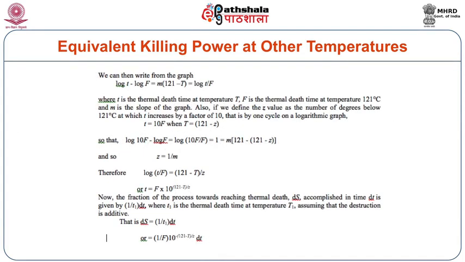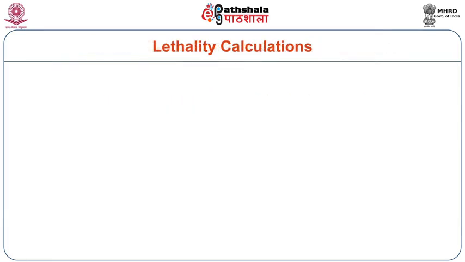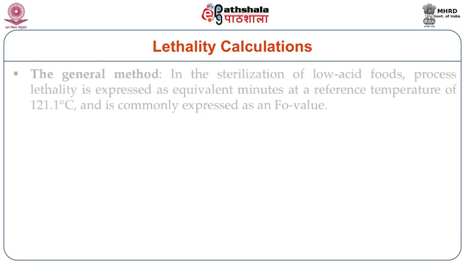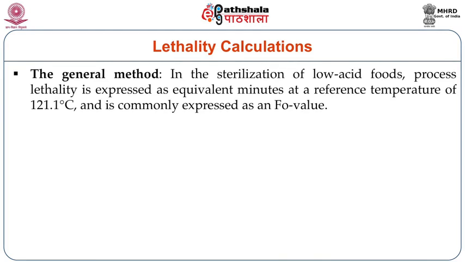As you have seen from the slide, the formulas are given, and the inputs in the formulas are explained in the slide. After understanding the thermal death time and the equivalent time, let us now try to understand the lethality calculations in terms of heat transfer. We have the general method. In sterilization of low acid foods, the process lethality is expressed as equivalent minutes at a reference temperature of 121.1 degrees centigrade and is commonly expressed as F0 value.